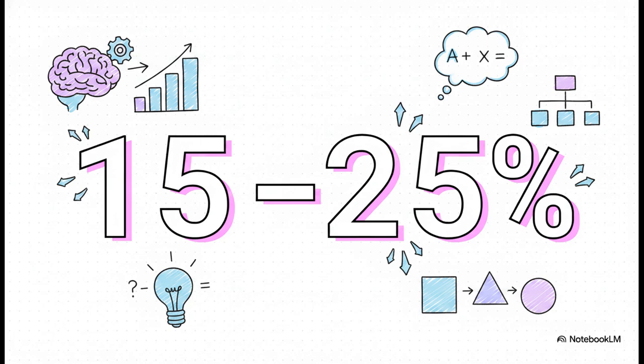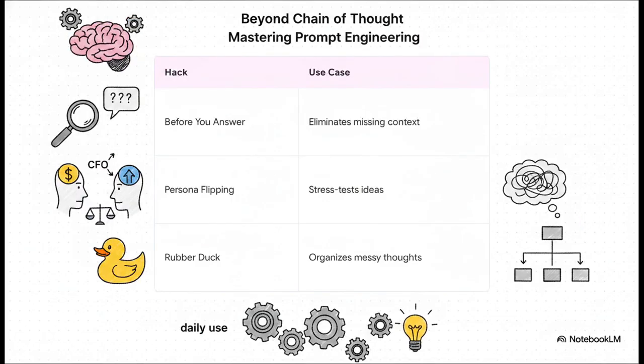And the sheer measurable impact of this one tiny adjustment is honestly staggering. Research shows that using that single step-by-step phrase improves a large language model's accuracy on mathematical and complex logical reasoning problems by 15 to 25%. That's huge. Just a few words completely alter how the model processes information, dramatically reducing errors. Beyond chain of thought, here are 3 more elite hacks you can start using daily.